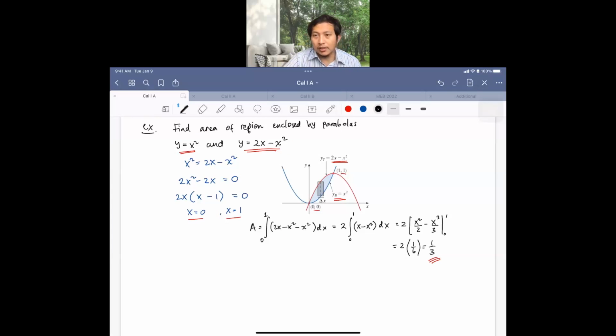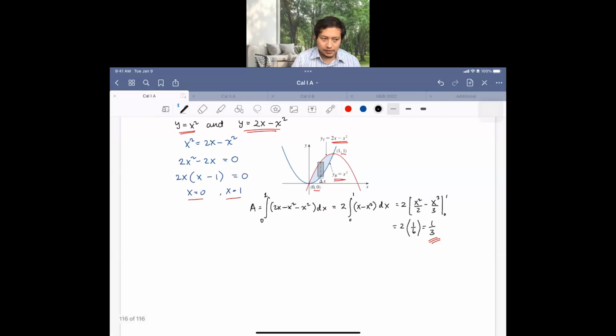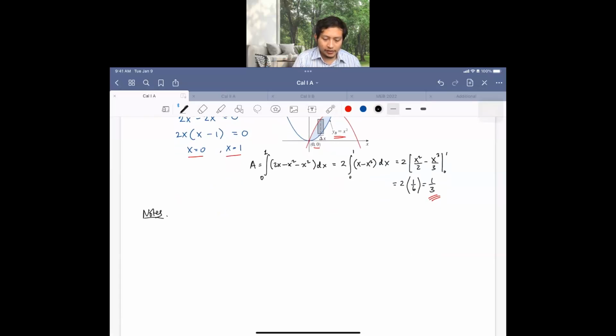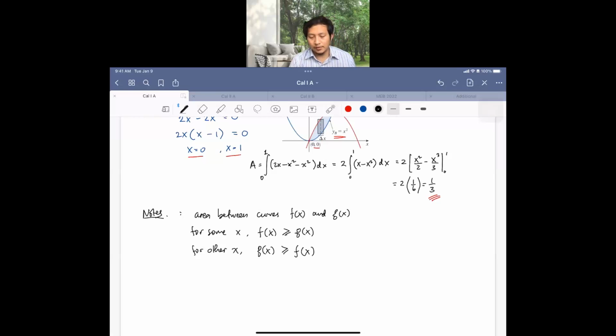Another note that might happen in this area between curves: we may have an area between curves f of x and g of x. For some x, f of x is greater than g of x. For other x, g of x is greater than f of x. Then we can split the interval.